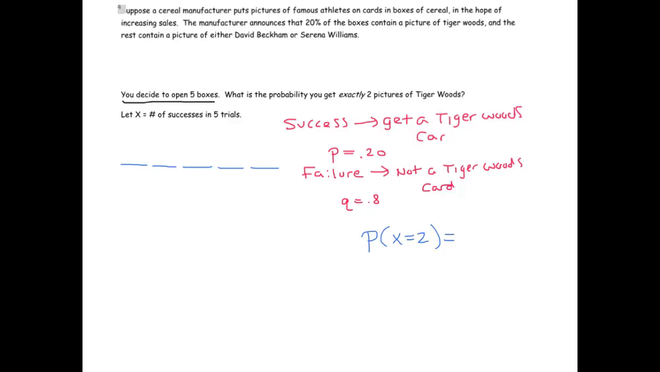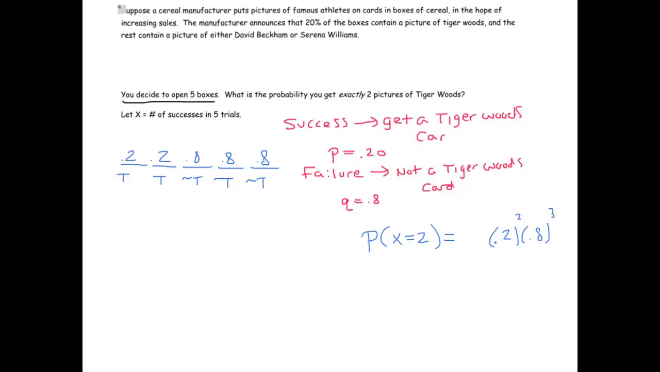So let's just say the first 2 I open have Tiger Woods. So I'm going to put T for Tiger, T, T. So those have Tiger Woods, and then I'm going to put this symbol that means not a Tiger Woods, not a Tiger Woods, and not a Tiger Woods. So the probability of getting a Tiger Woods card in the first box is 0.2, in the second is 0.2, and then a non-Tiger Woods card in the last 3 would be 0.8 for each. So that might suggest that the answer is just 0.2 times 0.2, so 0.2 squared times 0.8 to the third. So I'm going to start by writing that down: 0.2 squared times 0.8 cubed.